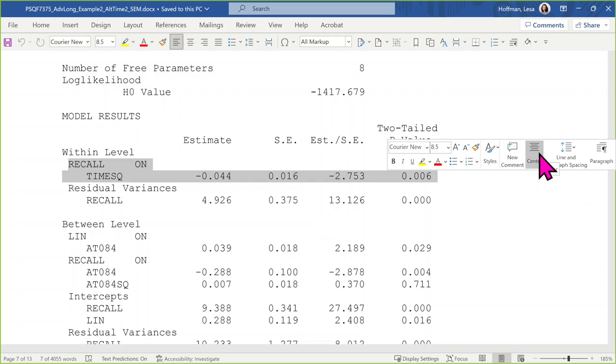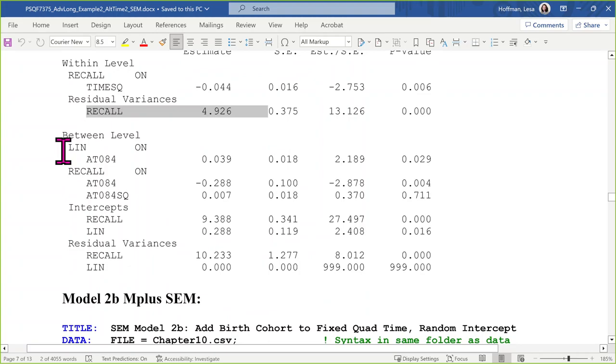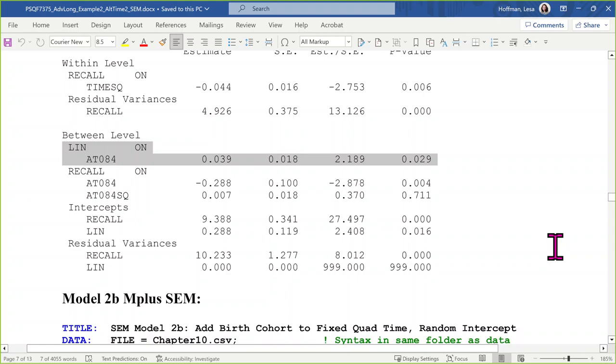What about this number right here? The residual variance for recall in the within model. Residual variance on level one? Yep. You can type to me or you can talk, folks, your choice. That's the cross-level interaction, right? Yeah, that is the effect of cohort on the linear time slope.